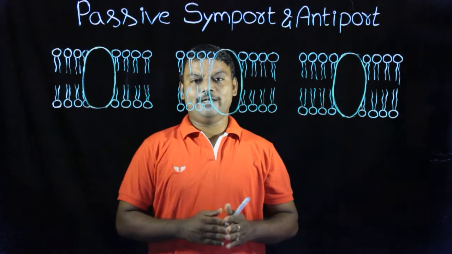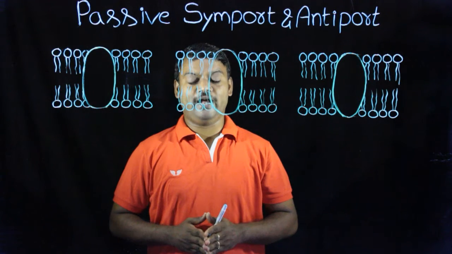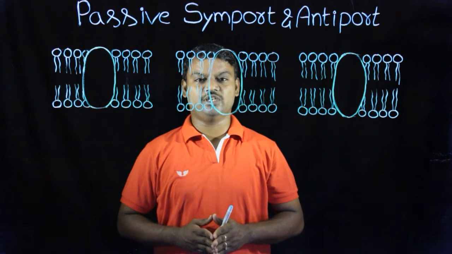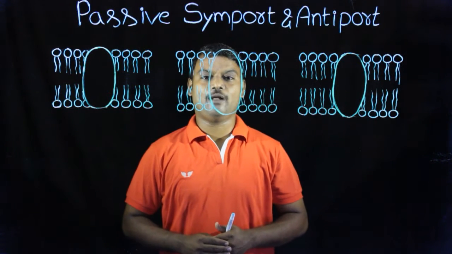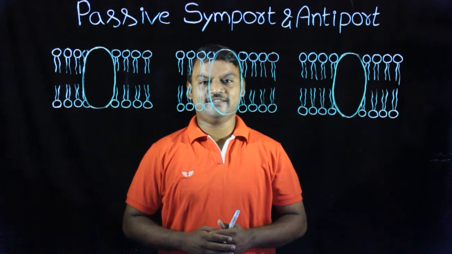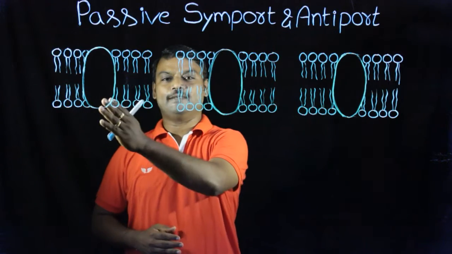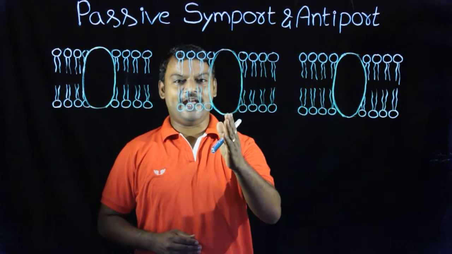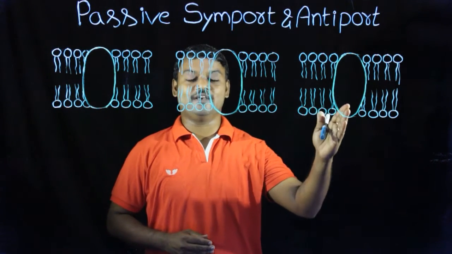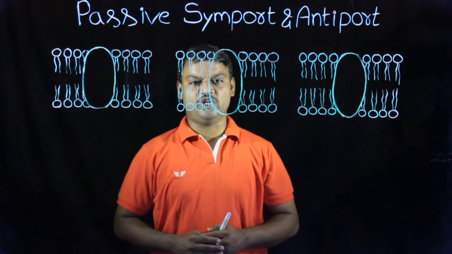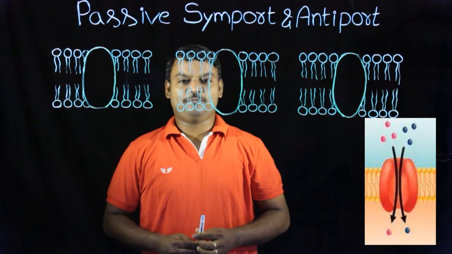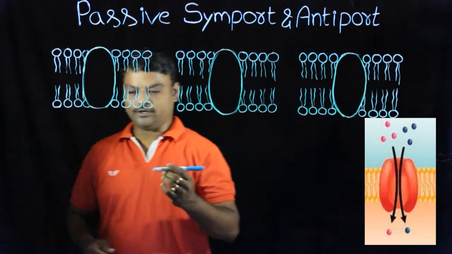Based on the direction and the mechanism of transportation, these transporter proteins are basically of three types. The first type is Symport, the second type is Antiport, and the third type is Uniport. Let us discuss each and every type of transportation. The first type of transportation is Symport.